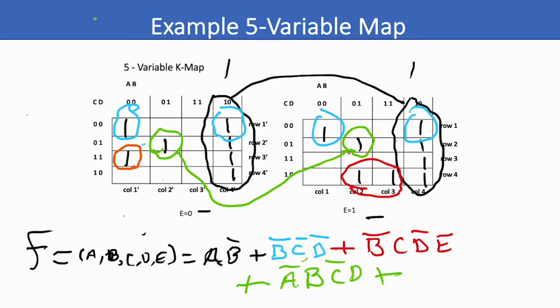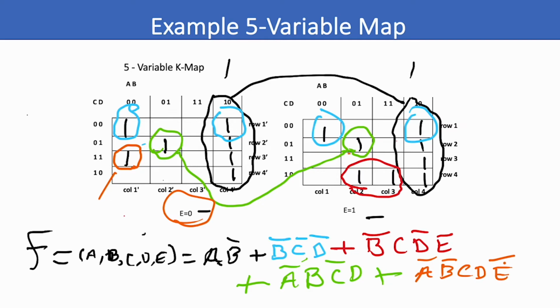And then for our last one, we have just this single cube down here, and it's equal to: A is a 0, B is a 0, C is a 1, D is a 1, and E is a 0. So we get A bar, B bar, C, D, E bar, because E is a 0, E bar. Okay, that's an example 8-variable map.